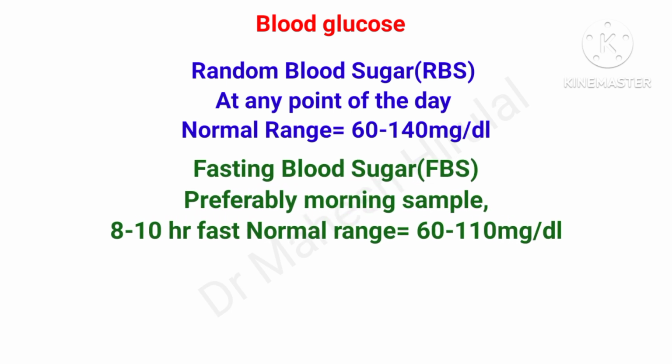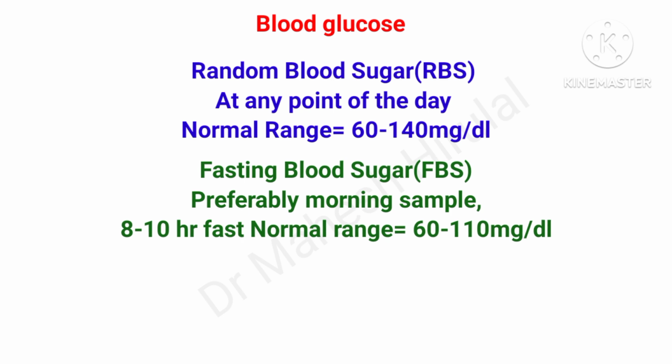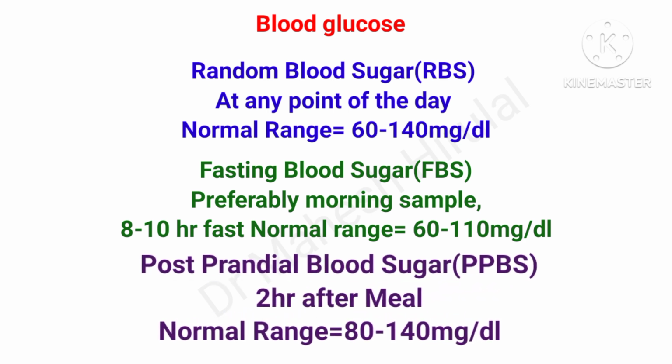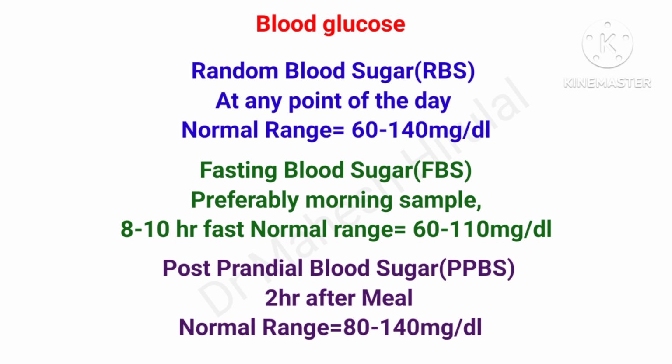Fasting blood sugar has to be done preferably in the morning. The patient is instructed to fast for 8 to 10 hours. FBS normal range is 60 to 110 mg per dl. Postprandial blood sugar, PPBS, has to be estimated about 2 hours after the meal. Normal range for PPBS is 80 to 140 mg per dl.